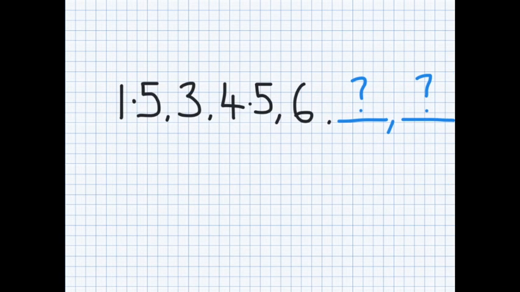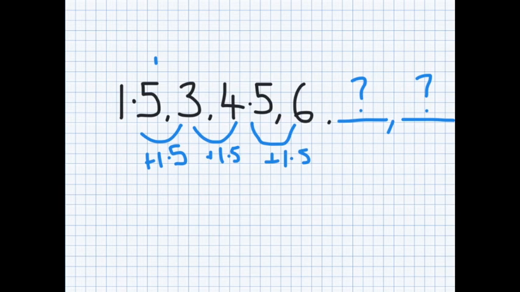This number pattern involves decimals, as you can see. So we've got 1.5 to 3, and we've got up to 4.5, then to 6. So as you can see, hopefully you've identified that we're actually plussing 1.5 each time. Plus 1.5, so therefore that will lead us to 7.5, plus another 1.5 will lead us to 9.